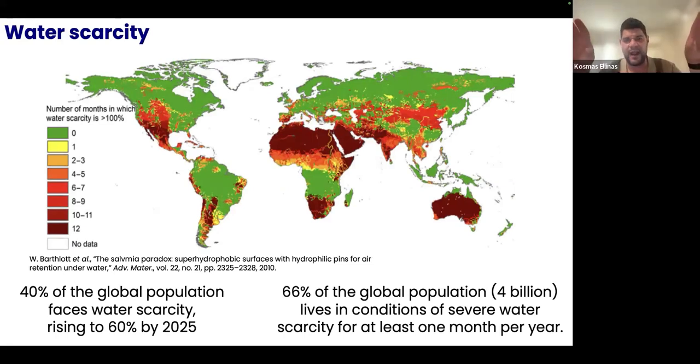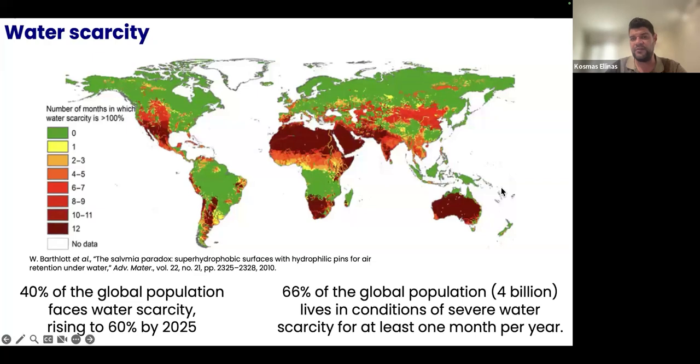Here I have a generic graph which shows that a lot of places in the earth, not only Africa, which is a common place, but also other places have very bad data about the water availability. So you can see here that 40% of the global population faces water scarcity. This percentage would go to 60% by next year, and 66% of the global population lives in conditions of severe water scarcity for at least 1 month.